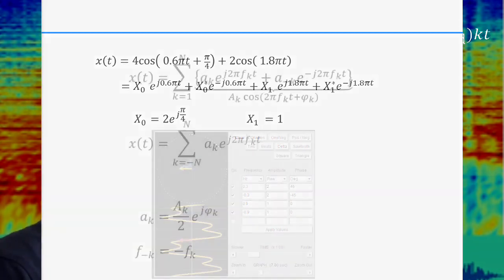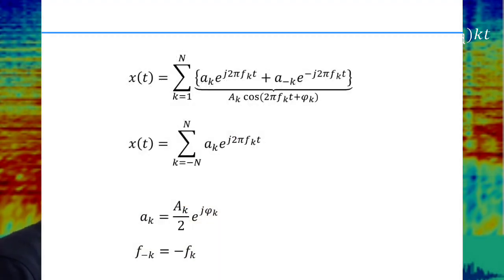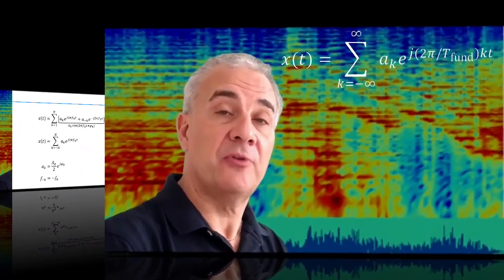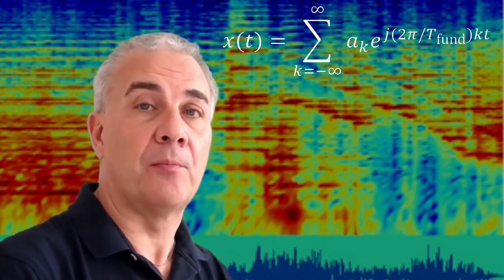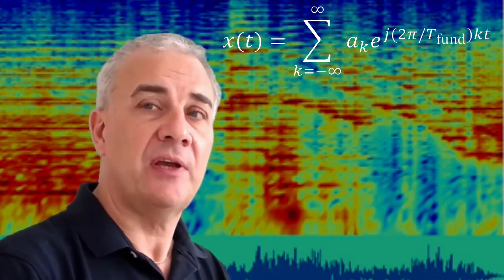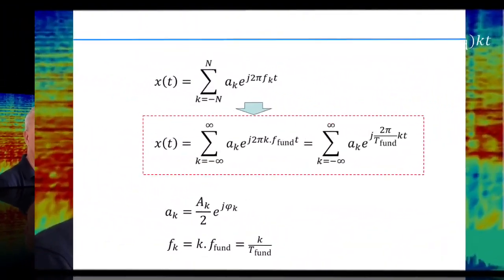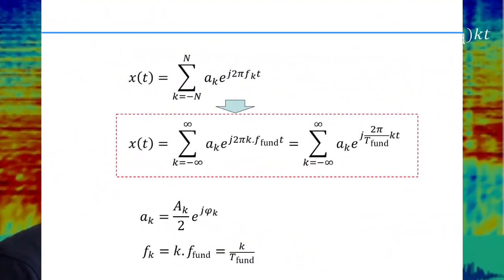From here we can go to n cosines. With a bit of bookkeeping, we rewrite the resulting sum of complex exponentials in this form. Note that the negative frequencies here correspond to negative values of k, and that a_k and a_minus_k are complex conjugate. For an arbitrary periodic continuous time signal, we may need an infinite number of complex exponentials. To this end, we make one more step by relating all frequencies to their greatest common divisor, or fundamental frequency.